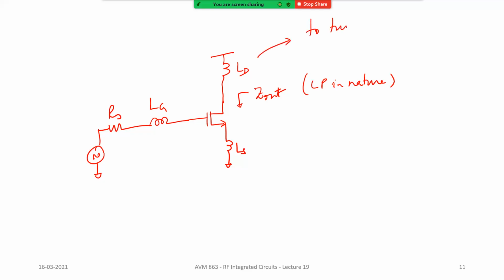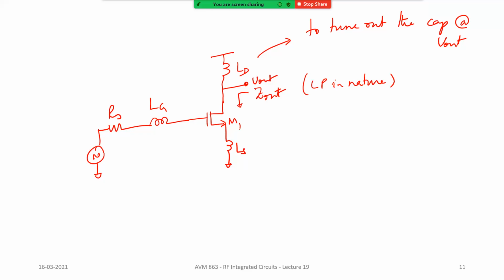To tune out the cap at V out. Okay. Now the capacitance at V out is due to the parasitic capacitance of, let's say, transistor M1 and the parasitic capacitance of the next stage.